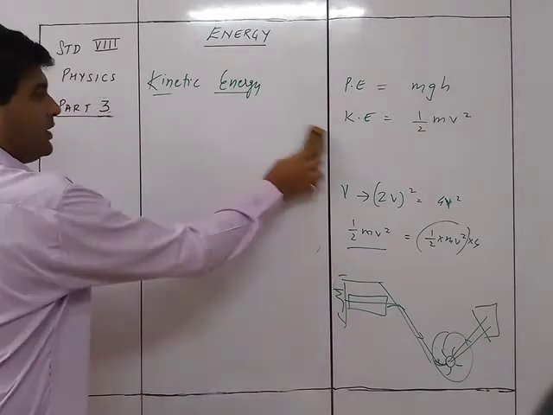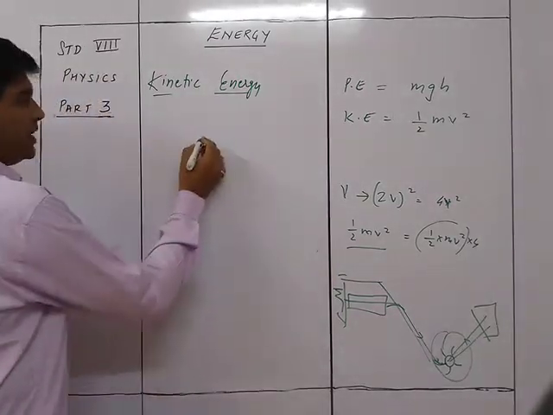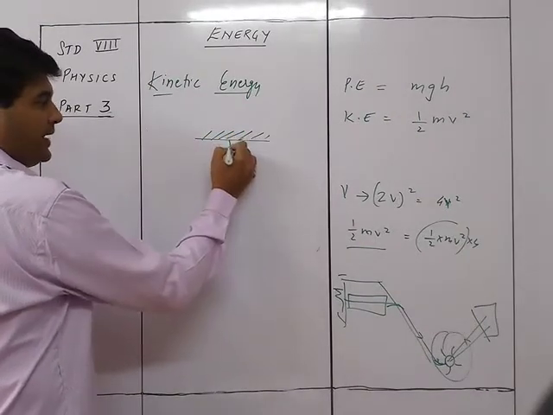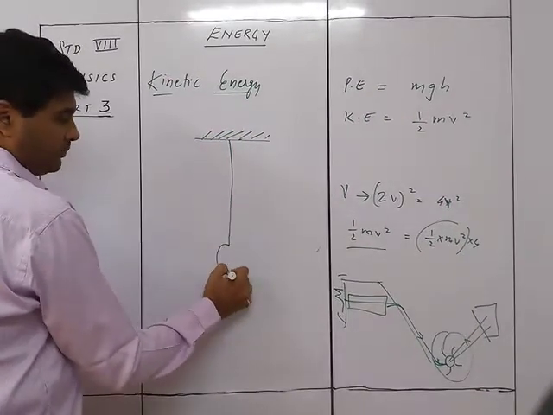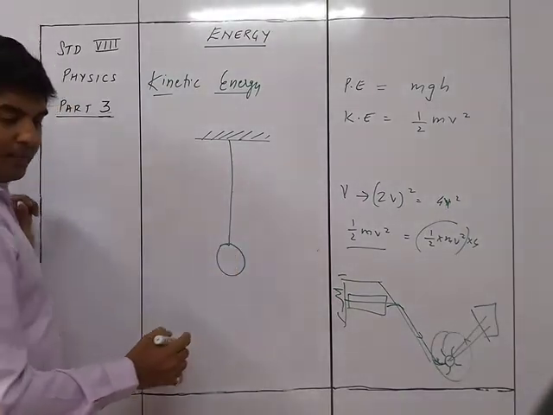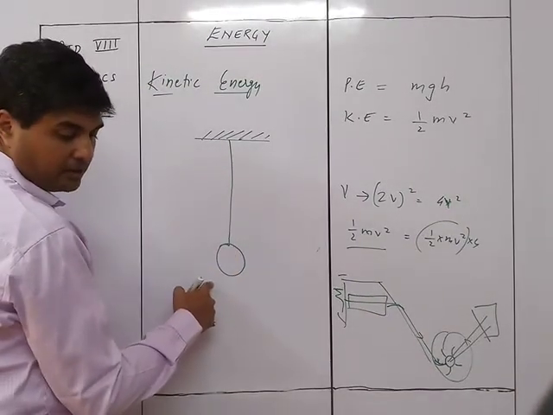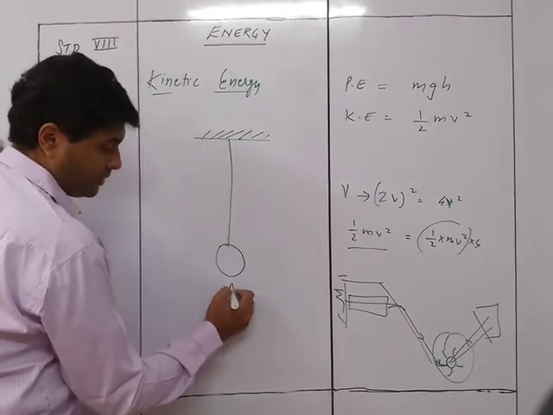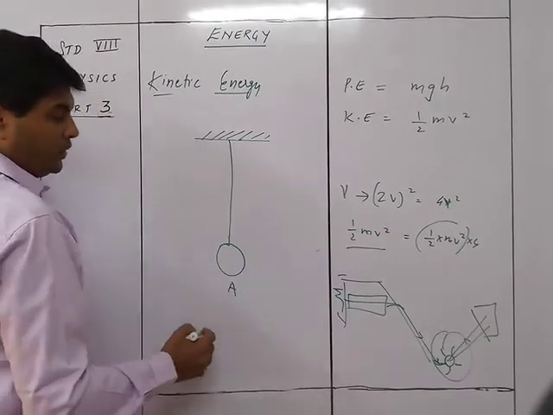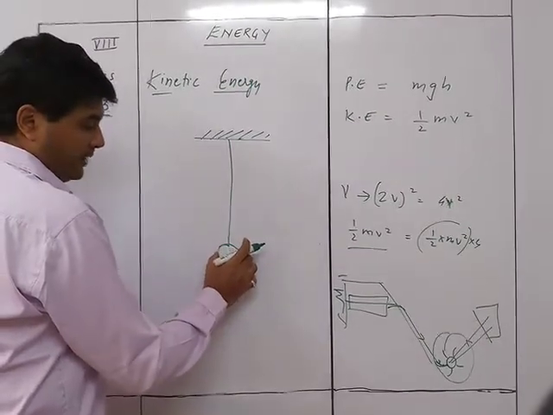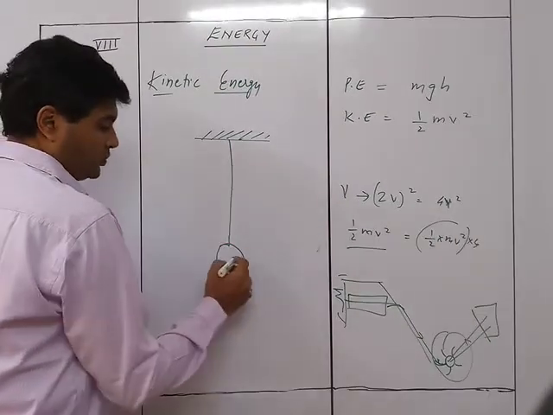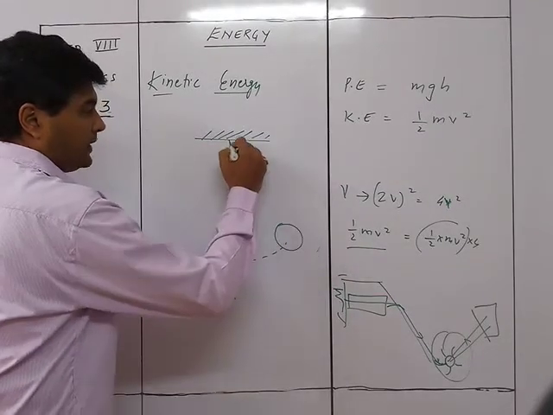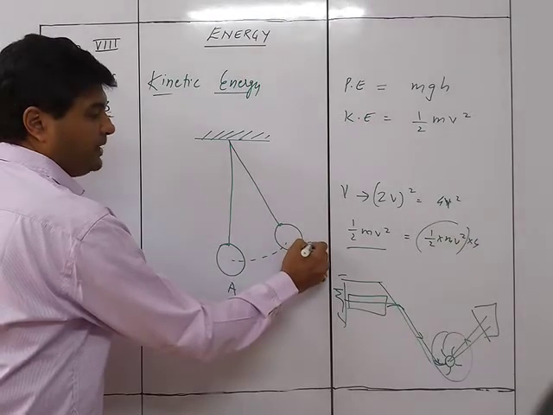See, in the case of a pendulum, the pendulum is like this. There is a support over here, and this is the pendulum. This particular position of the pendulum is, let's say, A. What we do is hold this pendulum and bring it to this particular point, and this point is taken as point B.